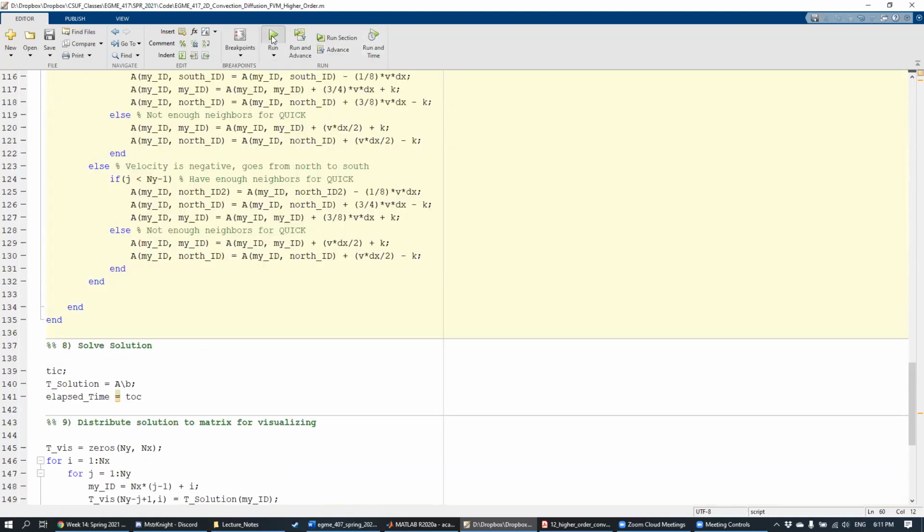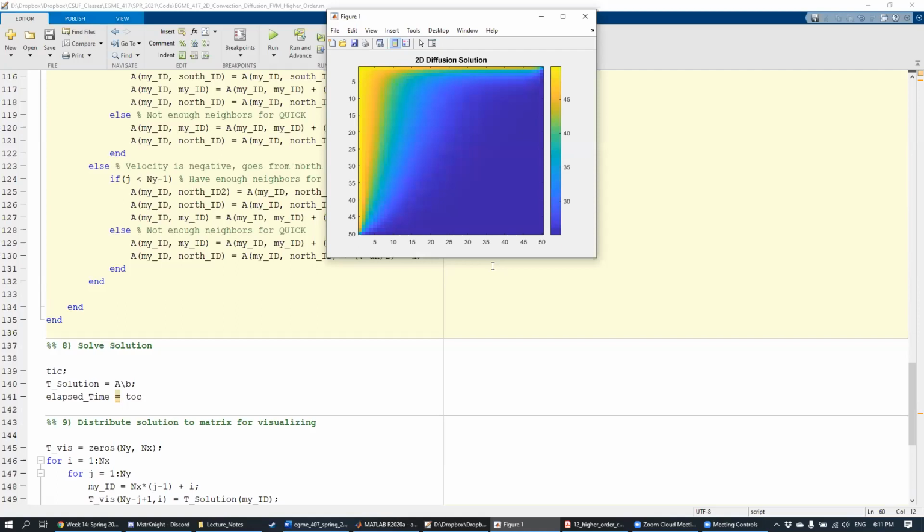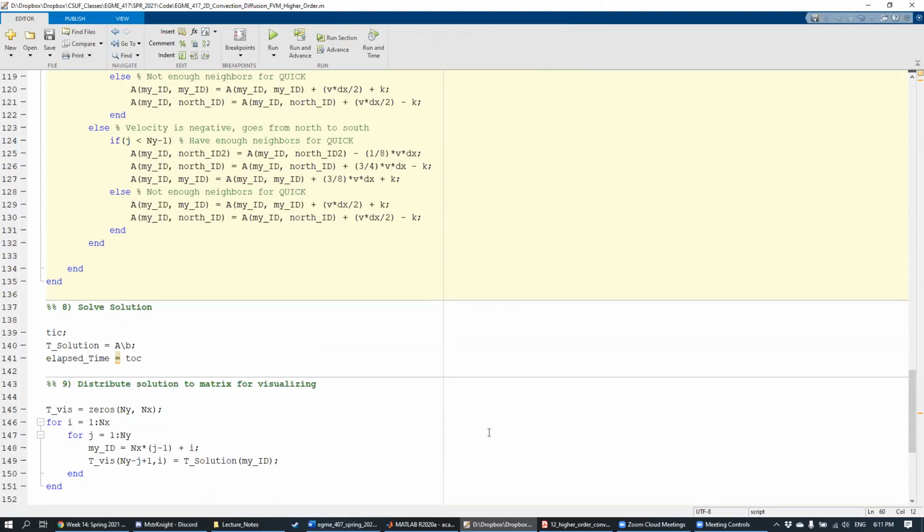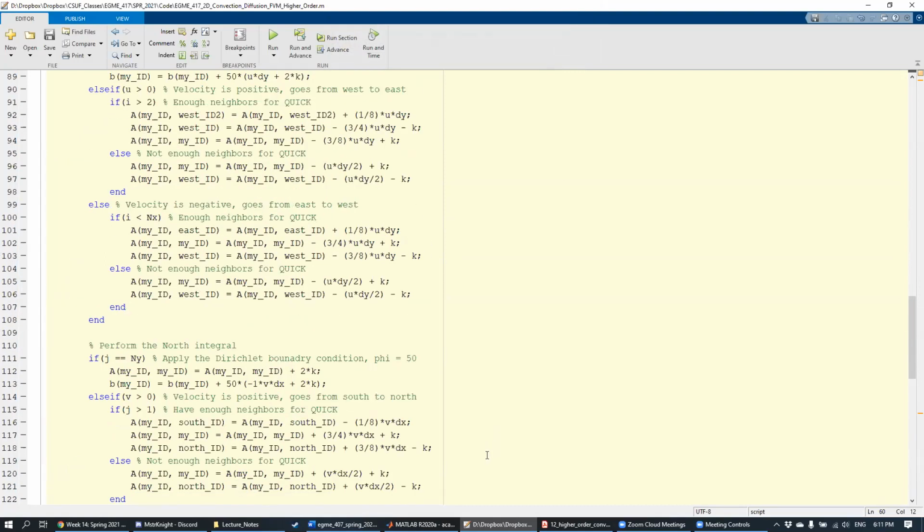So when we go ahead and run this code, this is the solution that we get. And so that's the QUICK scheme. QUICK is a good scheme to know, especially if you're interested in going into computational fluid dynamics after this, because QUICK is one of the more popular schemes that they have for that.